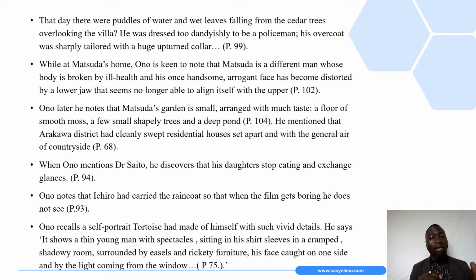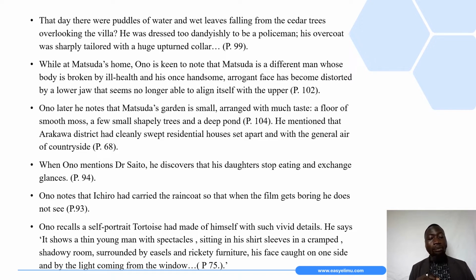So again, we are also told in the novel that when Ono mentions Dr. Saito, he discovers that his daughters stop eating and exchange glances. Another illustration is that Ono notes that Ichiro had carried the raincoat so that when the film gets boring, he does not see. This is when he takes Ichiro to the theater to watch a movie that he had seen earlier on a poster.